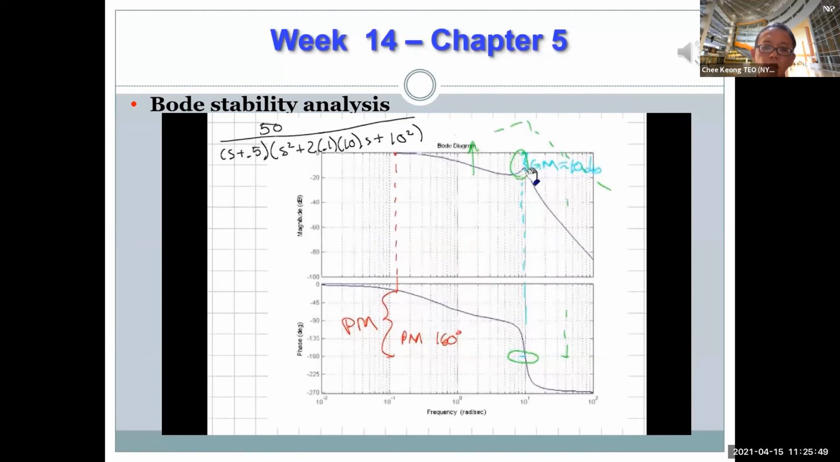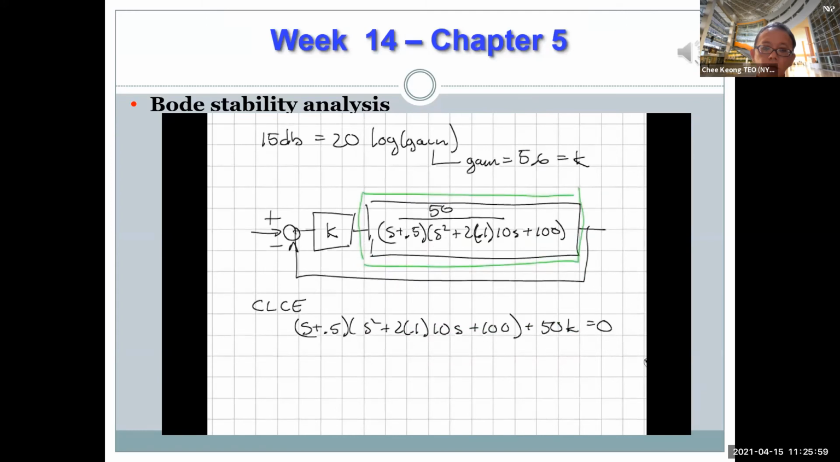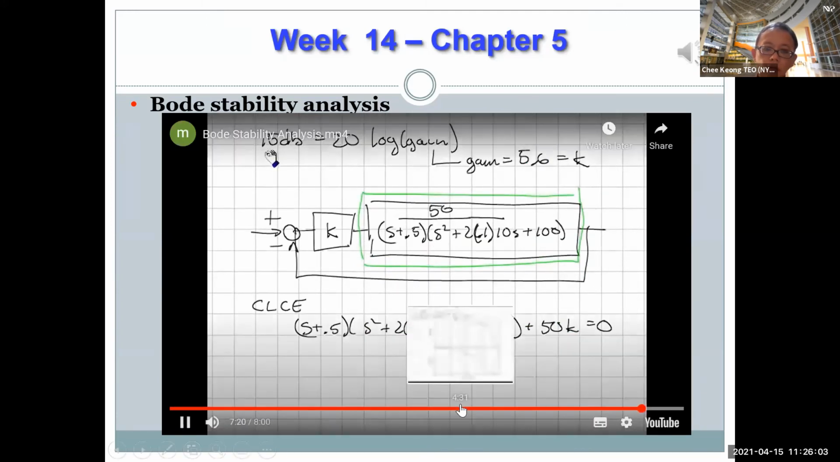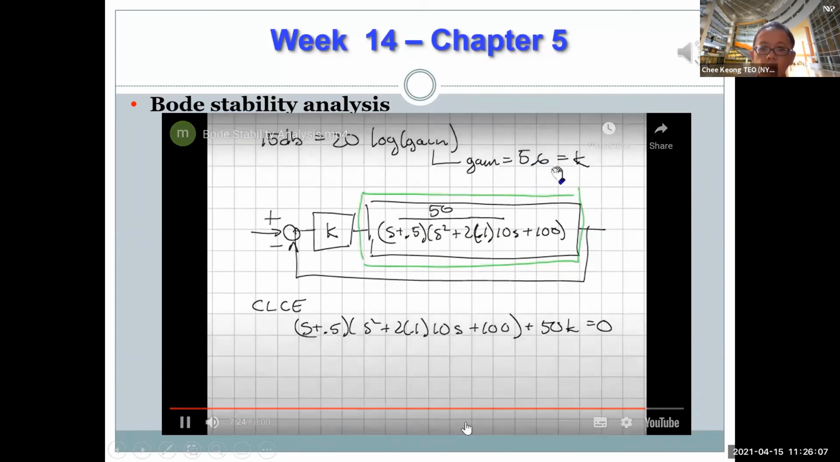I can calculate how much gain will be needed to raise the gain curve up so that it now has a positive value of gain when there is a 180 degrees phase shift. I calculated the gain of about 15 dB. I'm just eyeballing it from the graph, so I'm not going to be that close. That corresponds to a gain of 5.6, or K of 5.6.